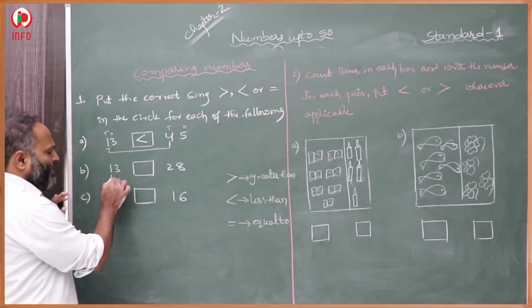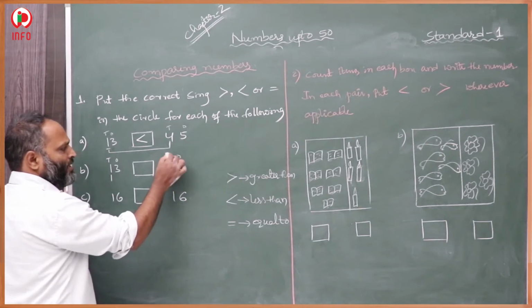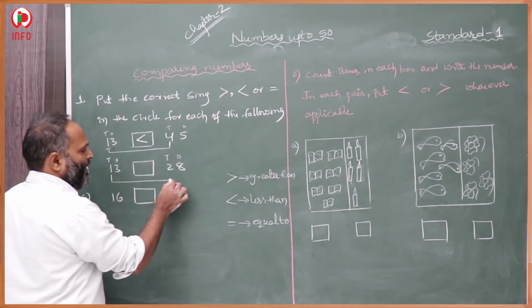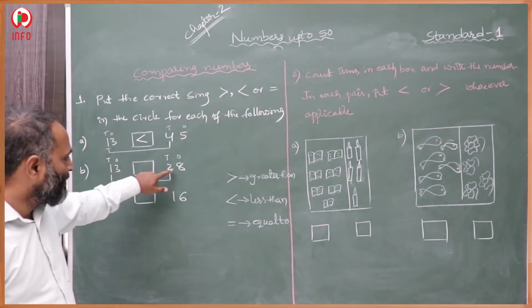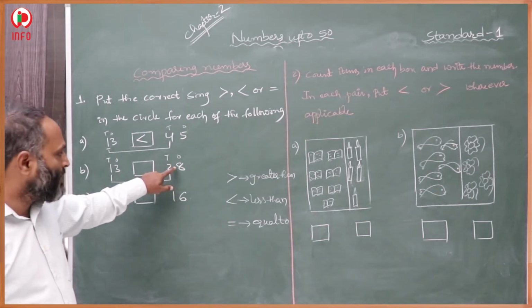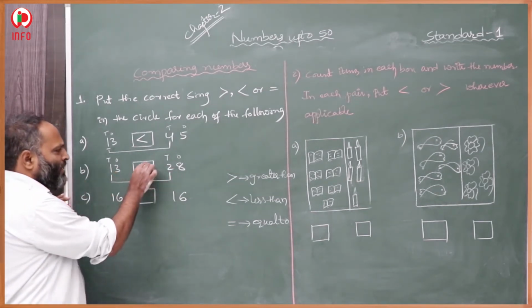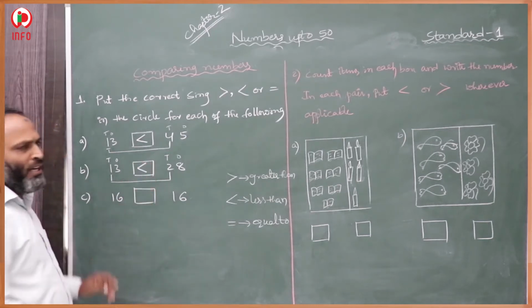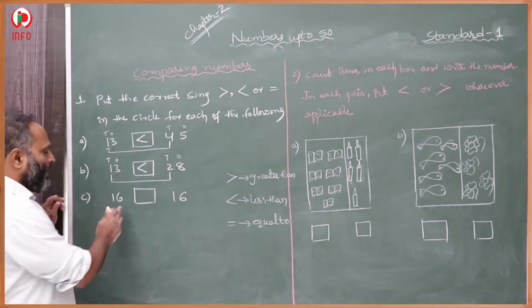In the second question, this is the 1's place, this is the 10's place, this is the 1's place, this is the 10's place. First you tally the 10's and 10's. In the 10's place 1 is there, in the 10's place 2 is there. Here 1 is there and here 2 is there. It means 2 is bigger. This is the bigger, this is the smaller. It means 13 is less than 28. The next question.